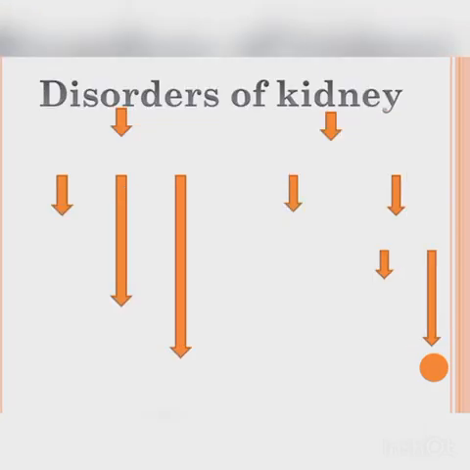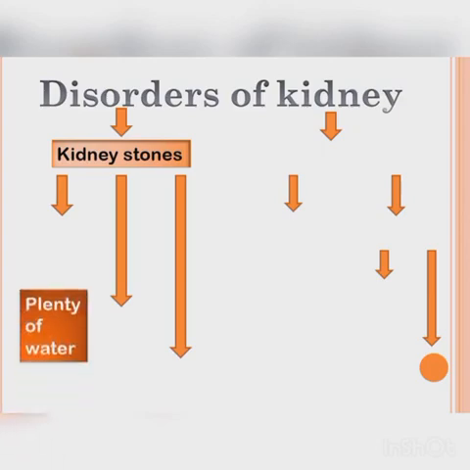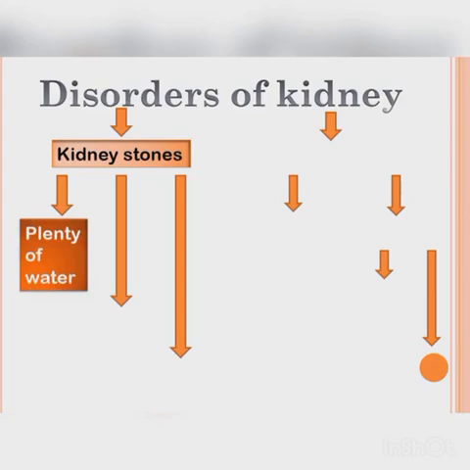Now we have to discuss about the disorders of the kidney. First is kidney stones. When the calcium deposition occur inside the kidney due to the malfunctioning of the kidney, then kidney stone is formed inside the kidney. It can be removed by drinking plenty of water or by lithotripsy.